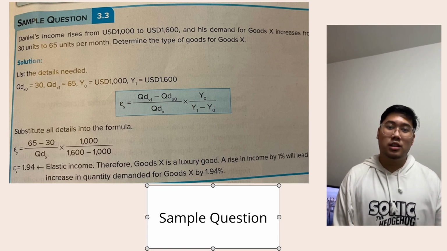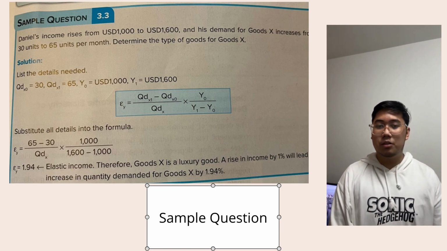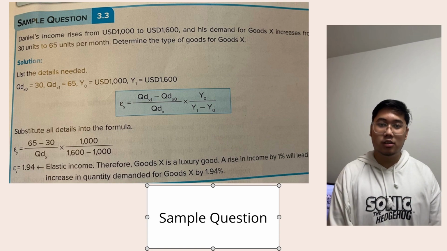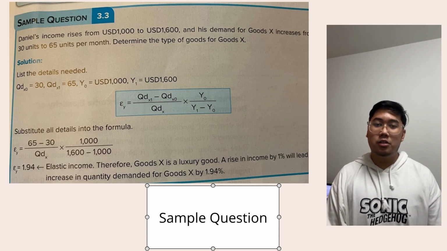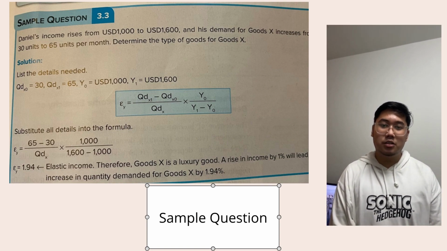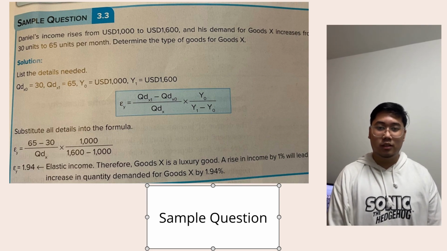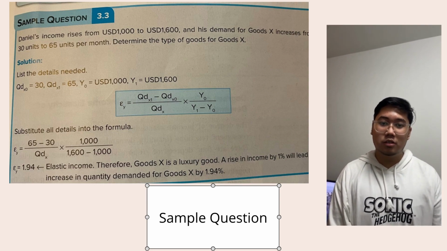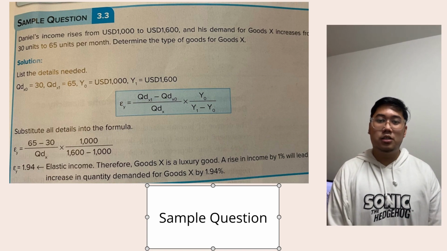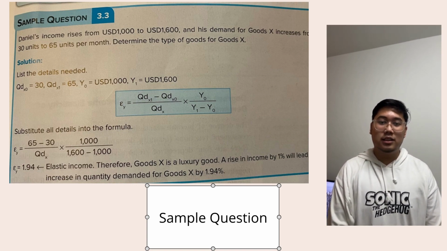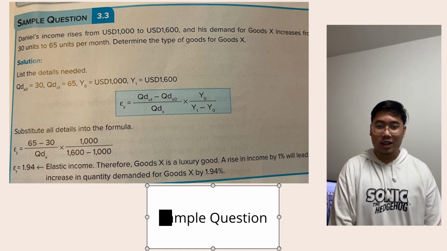For the sample question, Daniel's income rises from $1,000 to $1,600 and his demand for good X increased from 30 units to 65 units per month. Determine the type of good for good X. Use the formula to calculate, insert the numbers given and get the correct answer.